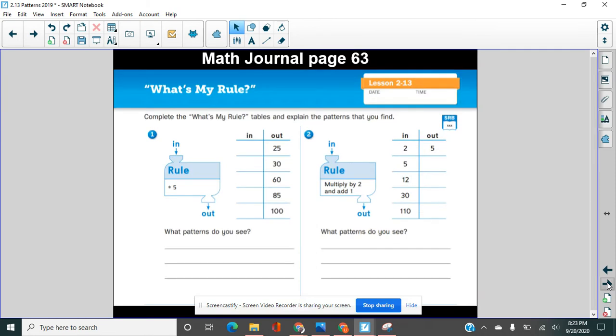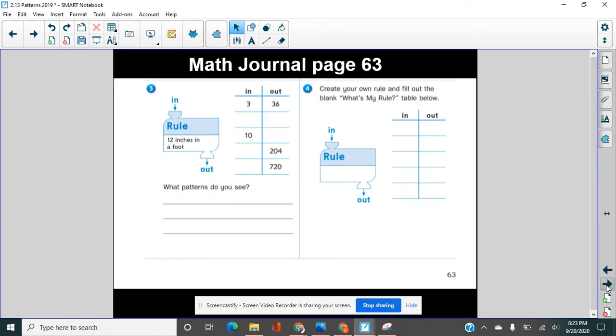Here's our math journal page. You need to go ahead and open this page to page 63. All right, so on page 63, I'm going to actually help you with the third one. This is going to be the one that we do together. You'll get to do the rest.